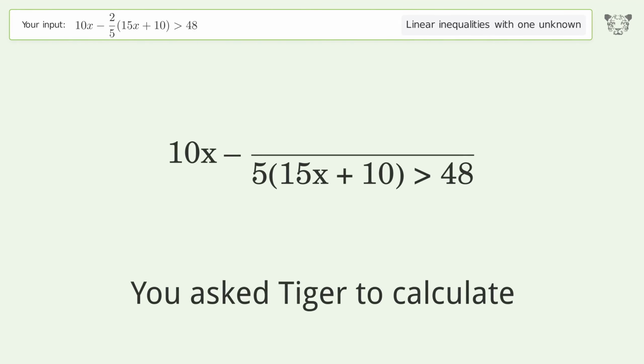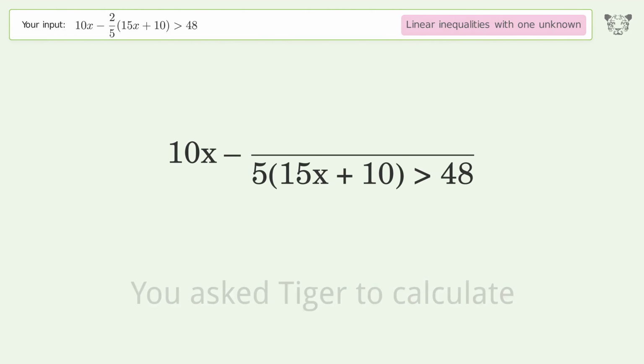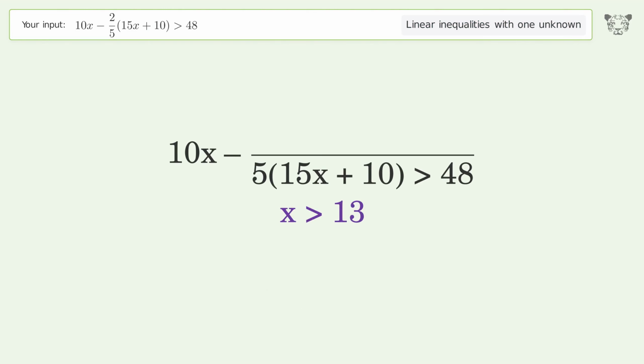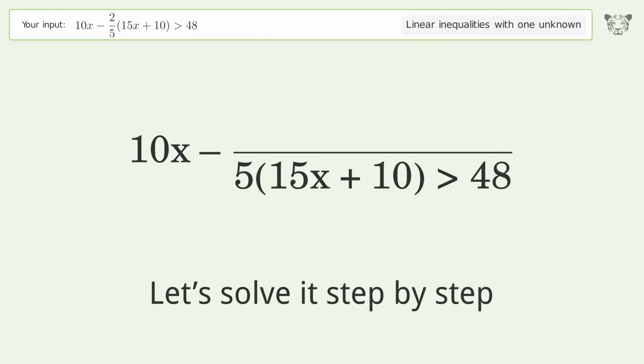You ask Tiger to calculate. This deals with linear inequalities with one unknown. The final result is x greater than 13. Let's solve it step by step.